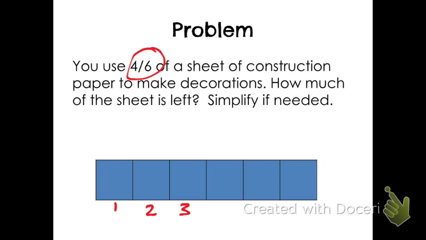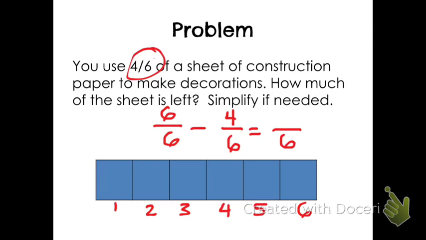1, 2, 3, 4, 5, 6 total pieces. The denominator tells me the number of pieces that I have total. So if I'm subtracting from one whole, I would actually be subtracting from the fraction 6/6. So 6/6 minus 4/6. Well, if my denominator is the same in both of the numbers I'm subtracting, it will stay the same in the answer. Then 6 minus 4 gives me 2.